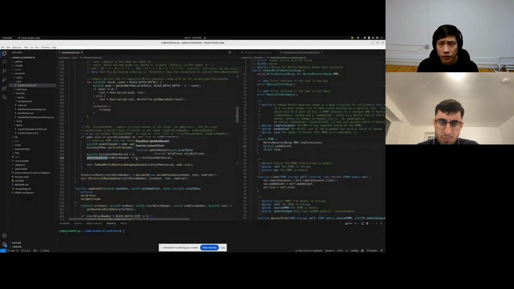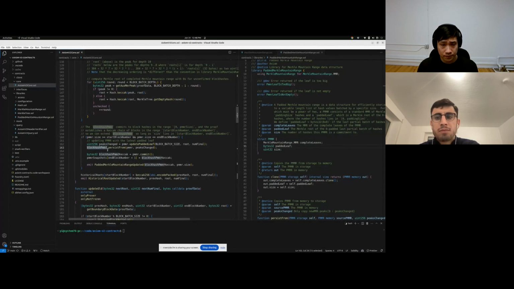And so whenever we prove anything in Axiom, we prove it relative to these snapshots, which are commitments to this padded Merkle mountain range of the block hashes.